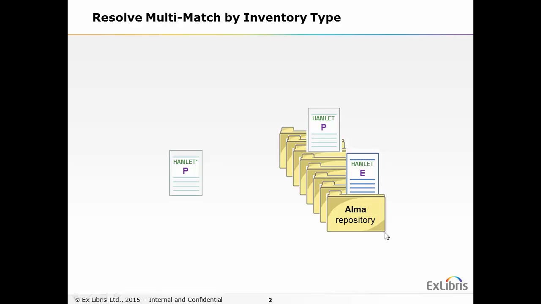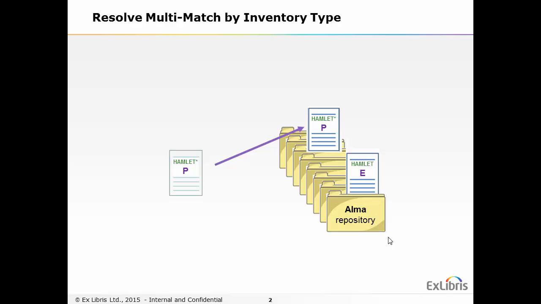And in previous releases of Alma, we'd have a multiple match here because Alma would not prefer one record over the other. It would not know with which record to merge or overlay the newly imported record. And we'd have to manually resolve the multiple match. Now Alma can automatically resolve the match according to inventory type.